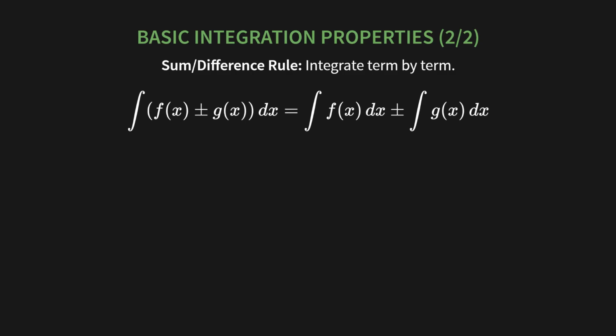And the other major property, the sum and difference rule. This is huge. It means you can integrate term by term. The integral of f of x plus or minus g of x is just the integral of f of x plus or minus the integral of g of x.